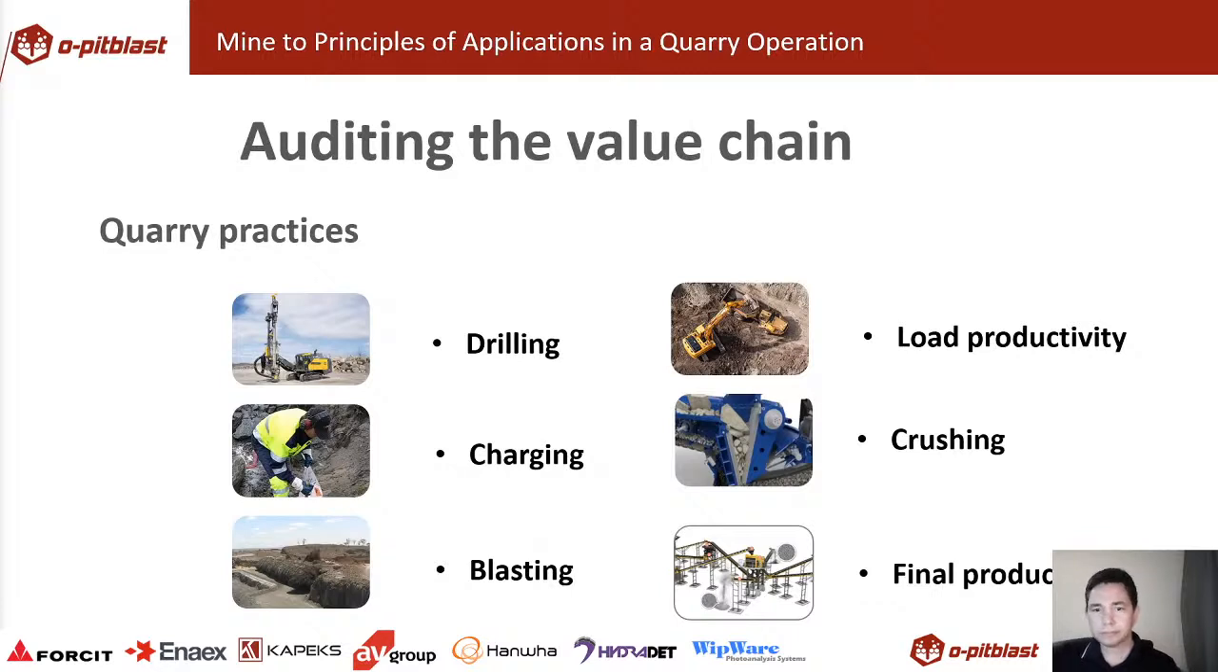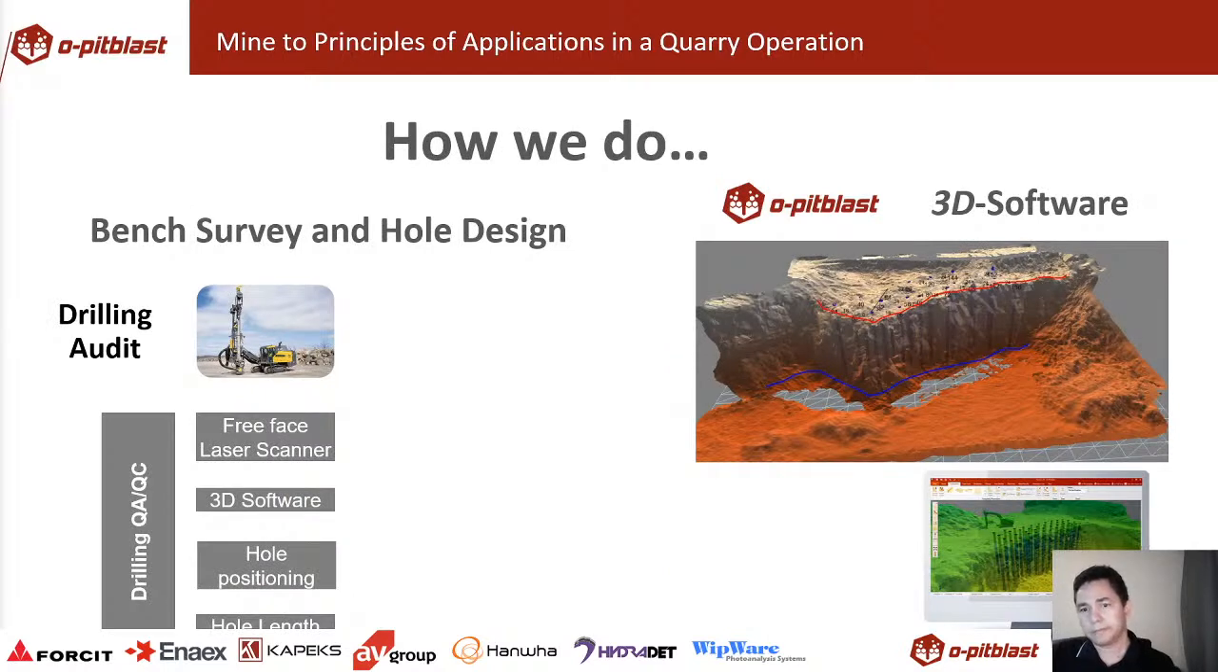Auditing the value chain. The second step is setting a baseline, taking into consideration the actual state of the current operation before any optimization is done. So how do you do it? Here in our company, the normal practice is to survey the bench and drilling operation by using drone, 3D lasers, and our own development in hole inclinometers called O-PitDev.